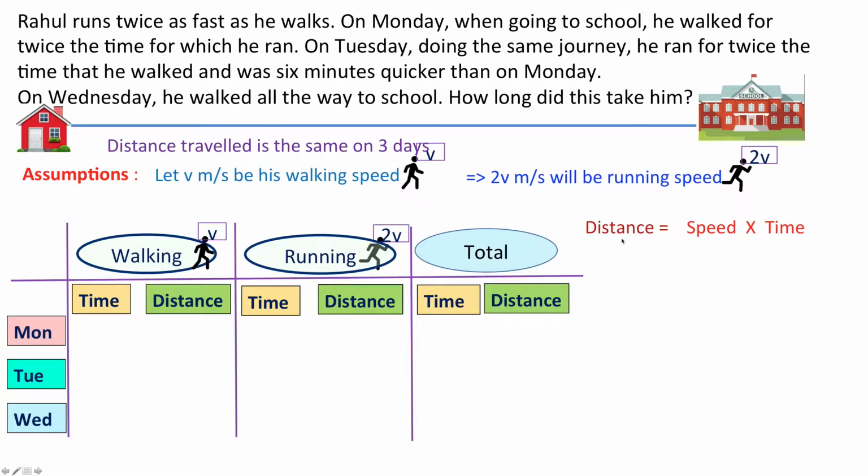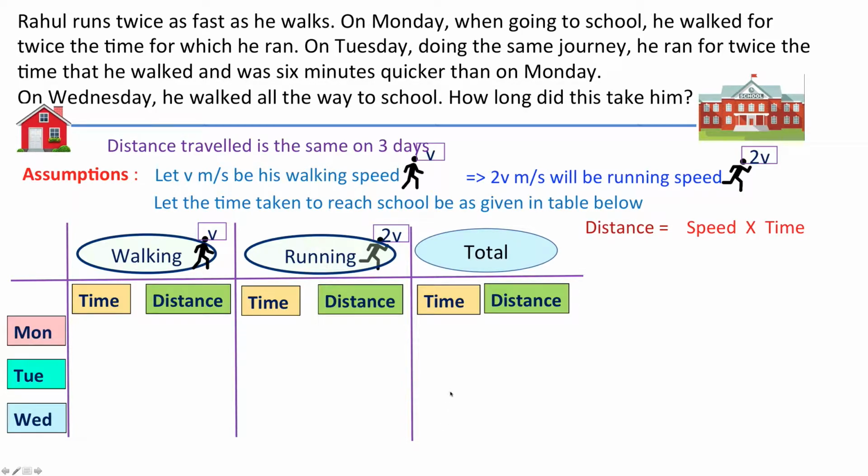Now, again, out of the three variables, we don't even know the value, we have only assumed the speed to be v and 2v. We don't know the distance and the time. So you're stuck again at this point, and you'll have to make another assumption. The other assumption is that the time taken to reach the school is as given in the table below.